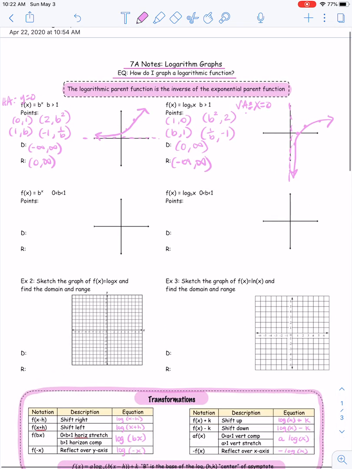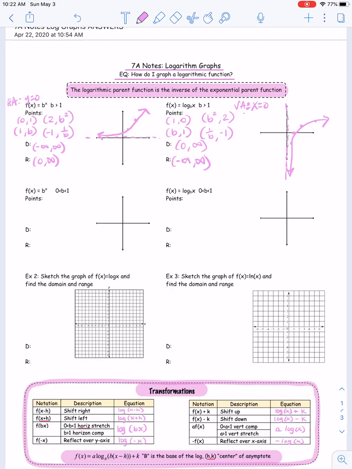And remember, another characteristic of inverses is that the domain of one is the range of the other, and the range of one is the domain of the other. So in exponentials, our domain was always negative infinity to positive infinity. So in logarithmic graphs, our range is always going to be from negative infinity to positive infinity. Always, always, always. Okay?